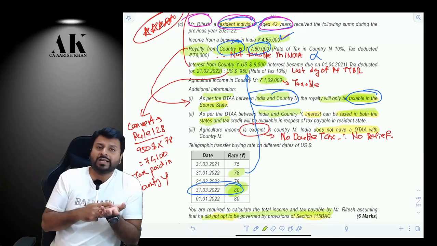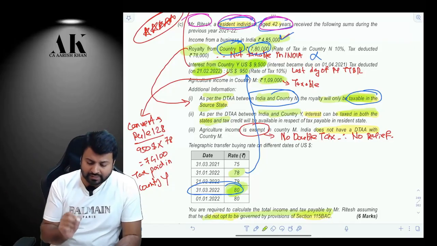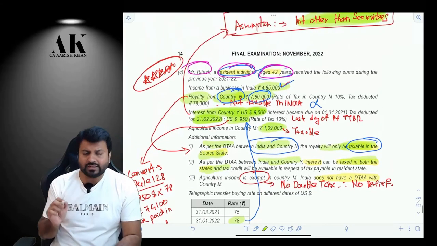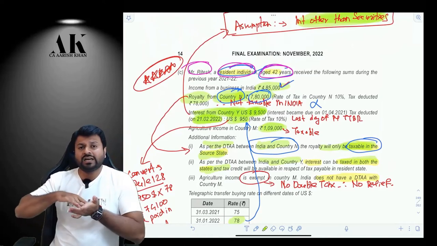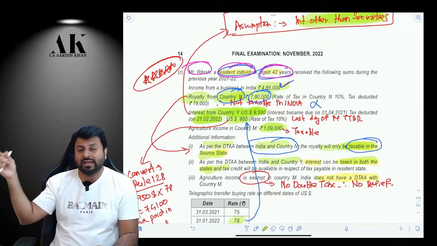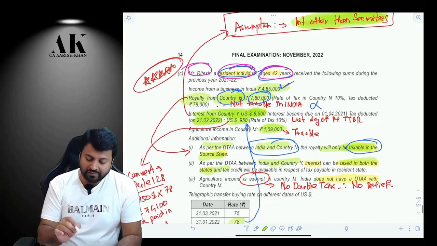When you want to convert an interest other than security into INR, you have to take the TTBR of the last day. TTBR of the last day is 80 rupees. You have to take that 80 rupees. But when you want to convert the interest on security, you have to take the TTBR of the last day of the preceding month. So we are assuming that it is an interest other than security, so we'll take TTBR on the last day.